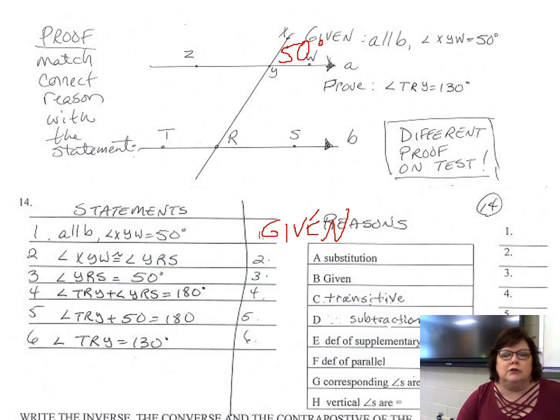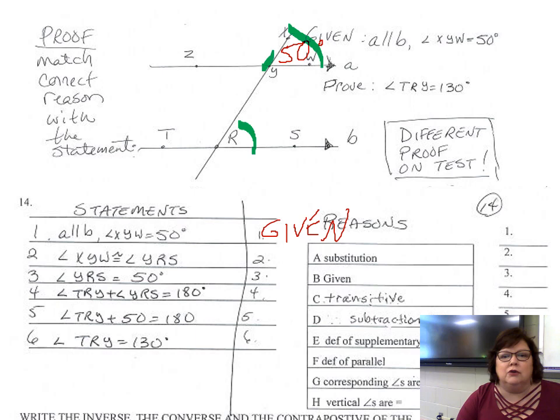Let's look at the angle. XYW, that's the one we had the 50 on, is congruent to YRS. So you're going to have to really remember how to follow the name of your angle. YRS, here's Y, here's R, here's S. So we're comparing this angle right in there, that bottom angle, to the 50 that we already put the number on.